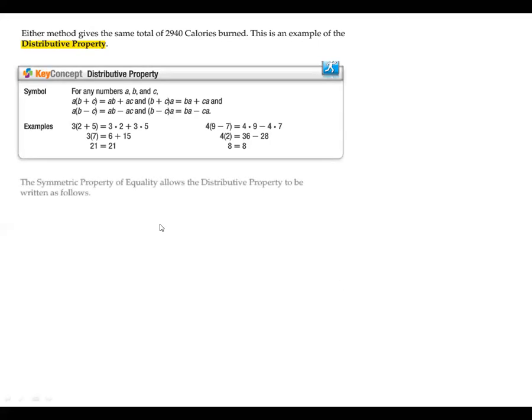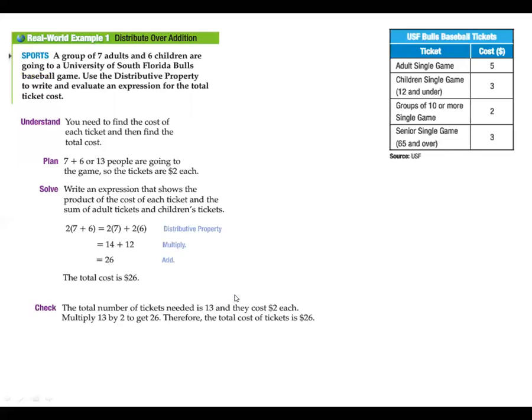But again, we're illustrating it with numbers so that when we get to algebraic expressions, you know how to work it. So the symmetric property of equality allows the distributive property to be written as follows. If A times the quantity B plus C equals A times B plus A times C, then A times B plus A times C equals A times the quantity B plus C. So it's like you can use the distributive property forward and backward. You can undistribute the A if it's in each term.